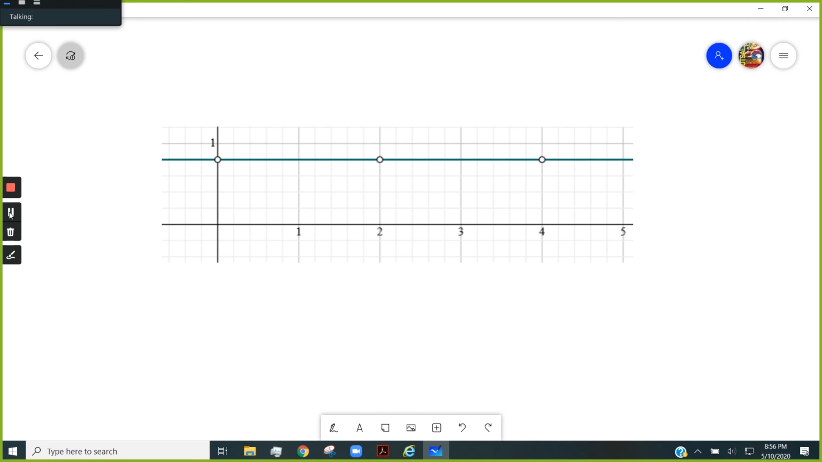Okay, so notice that when I graphed that line, it was horizontal at 0.8 with the holes of 0, 2, and 4. And again, because this whole thing boiled down to just a number, it's purely a horizontal line. No weird other shapes, no slopes, just slope of 0, horizontal.